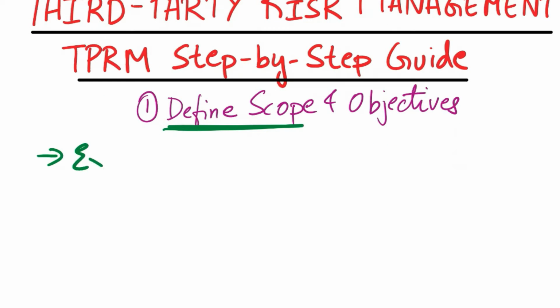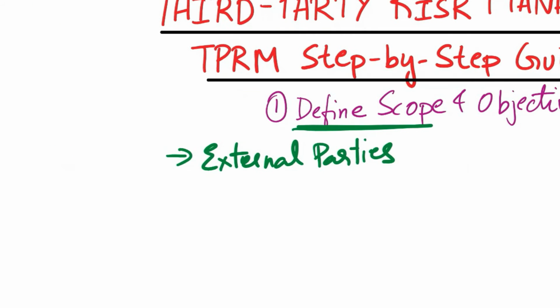First, external parties. Specify which external entities are covered by the TPRM program, such as vendors, suppliers, contractors, and service providers. Next, data types. Identify the types of data that will be considered within the scope, such as PII, that is personally identifiable information, financial data, intellectual property, or any other sensitive information.